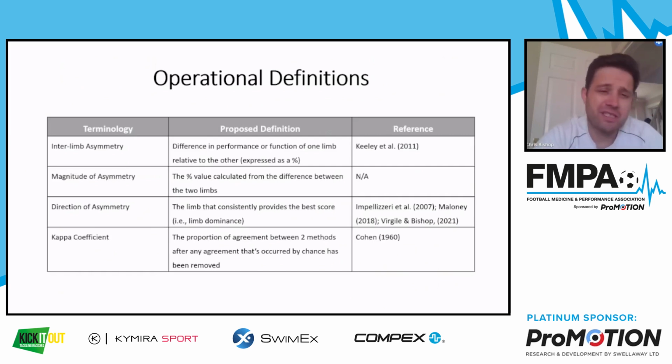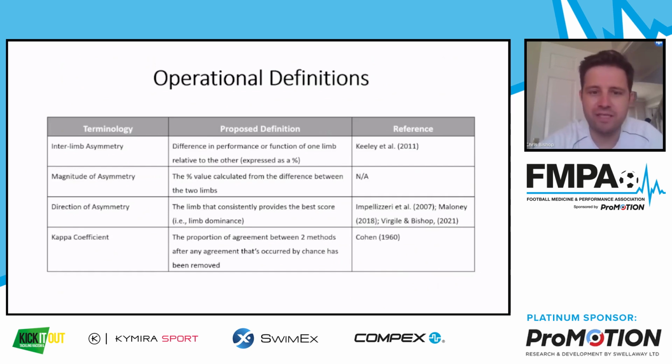As mentioned on the previous slide, when we think about the magnitude of asymmetry, we're just talking about that percentage value that is derived from looking at that between limb difference in test scores. So for example, if I jump 20 centimeters on my right leg, 18 centimeters on my left leg, I have a 10% difference or a 10% asymmetry, and that is the magnitude, that percentage value.